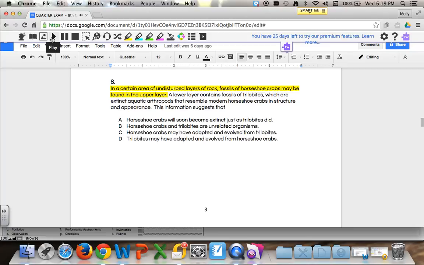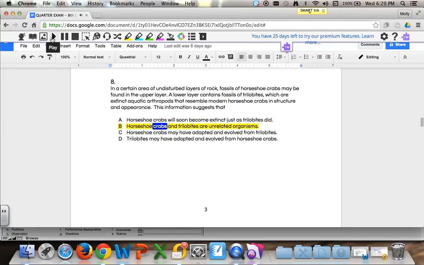8. In a certain area of undisturbed layers of rock, fossils of horseshoe crabs may be found in the upper layer. A lower layer contains fossils of trilobites, which are extinct aquatic arthropods that resemble modern horseshoe crabs in structure and appearance. This information suggests that A. Horseshoe crabs will soon become extinct just as trilobites did.